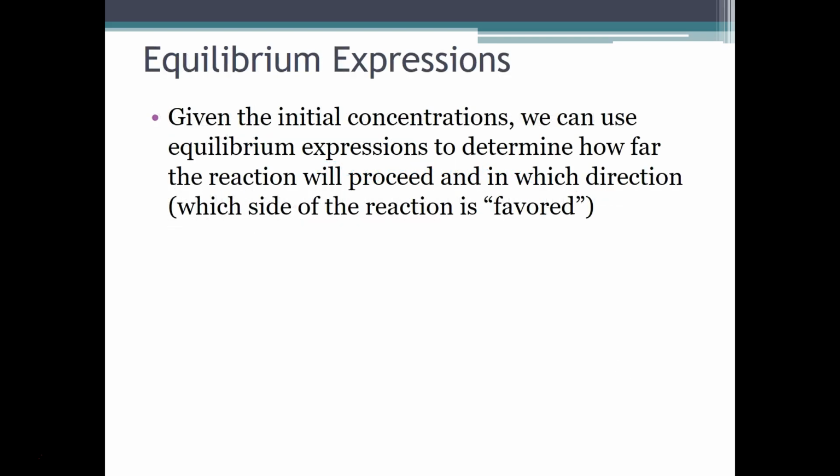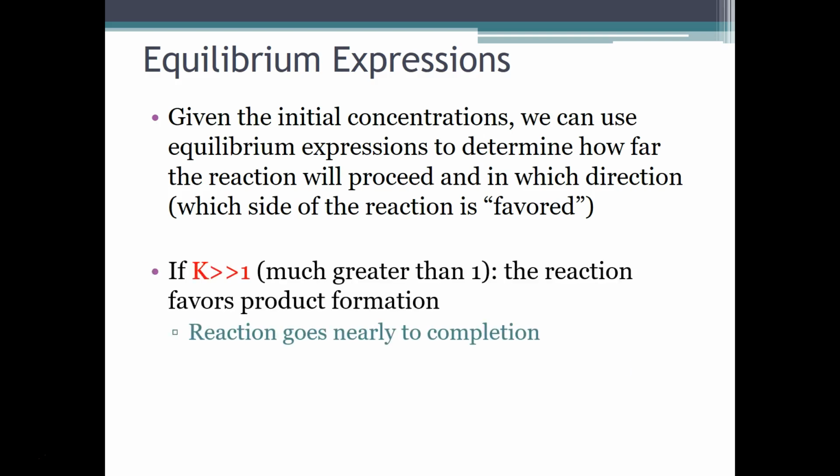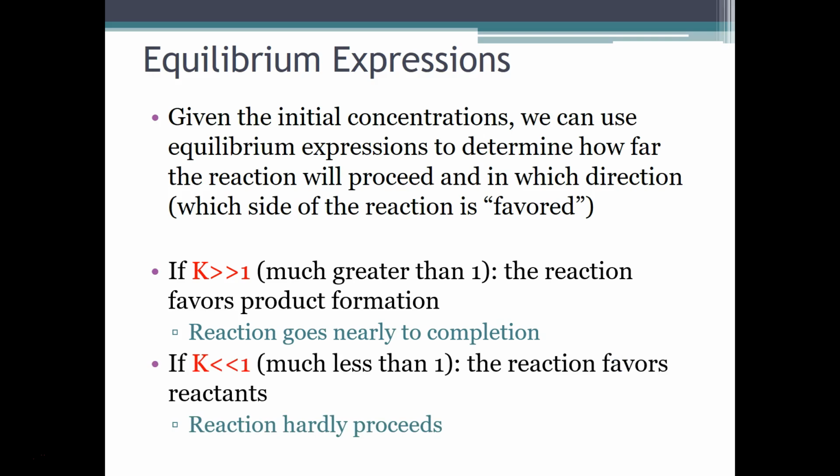Alright, so whenever you're given the initial concentrations, you can use the equilibrium expression to determine how far the reaction will proceed and which direction will be favored. So if K is much greater than 1, the reaction will favor the formation of products. That means that at equilibrium, you'll have a lot more products than you do reactants. And if K is much less than 1, the reaction will favor the formation of reactants.